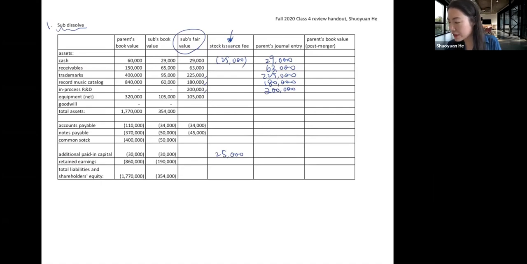Equipment, 105,000. And then accounts payable, the fair value is 34,000. Notes payable, fair value 45,000.